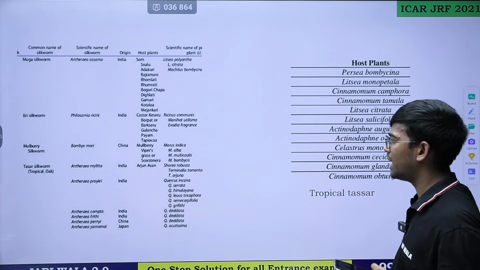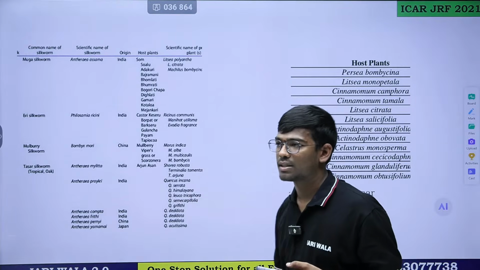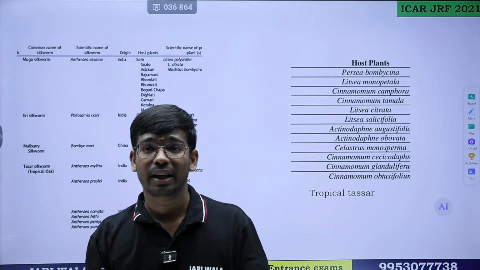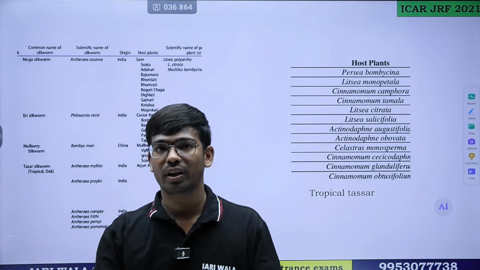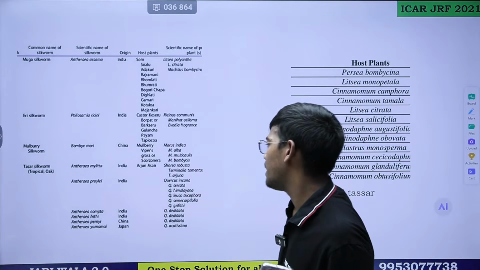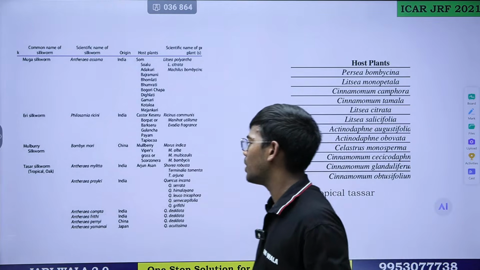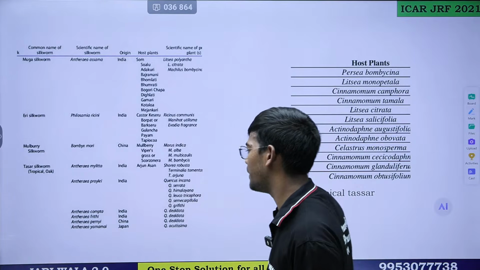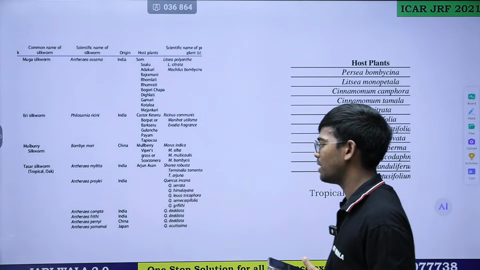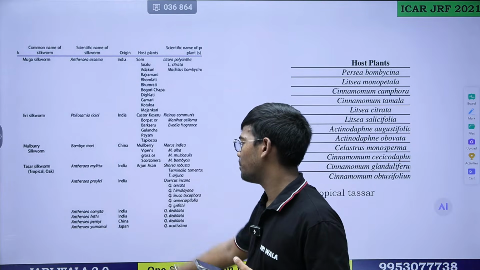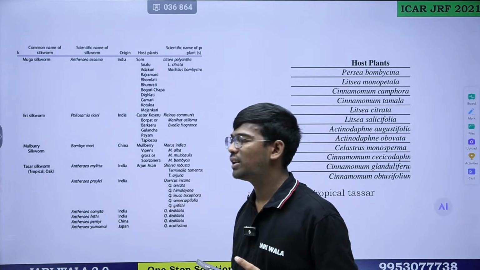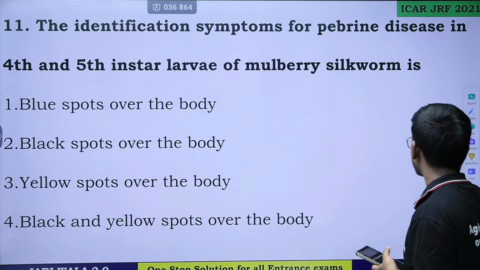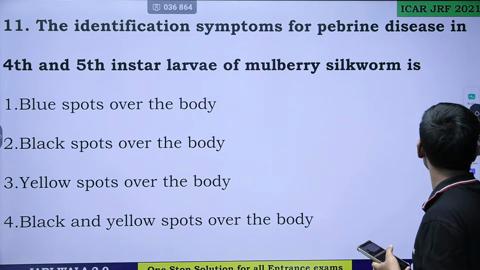And one more thing is that in tasar we have the tropical tasar, Chinese tasar, and Japanese tasar, then the Indian temperate tasar, and their specific scientific names are very important. Here you could see that tropical tasar is Antheraea mylitta, Chinese tasar is Proylei, Perni is from China, Yamamai is from Japan, and Proylei is the tropical tasar. And their hosts are important, so go through it once.